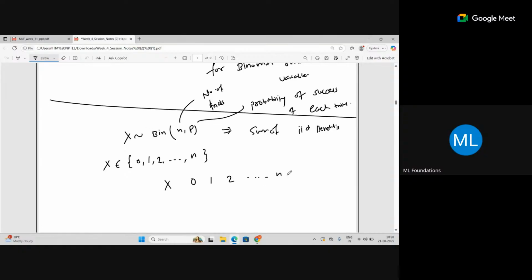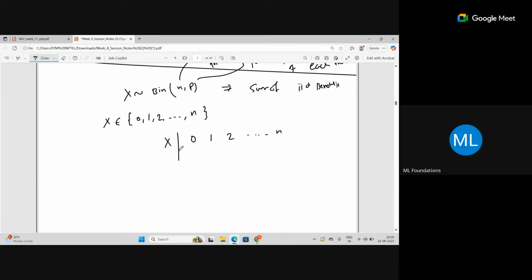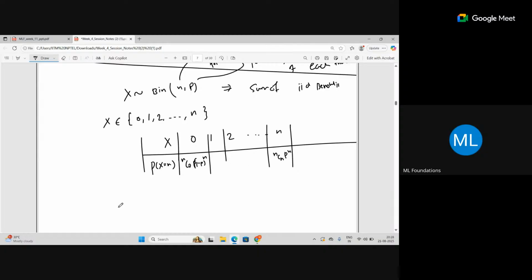Now if I create a table like this, I can define the probability mass function in two ways. This is the probability of X equal to x. What will be the probability for each value? This will be nC0 p to the power 0 times (1 minus p) to the power n. Here it is nCn p to the power n, and like that in between. So I can write this as a table, and this is called a PMF, the probability mass function table.